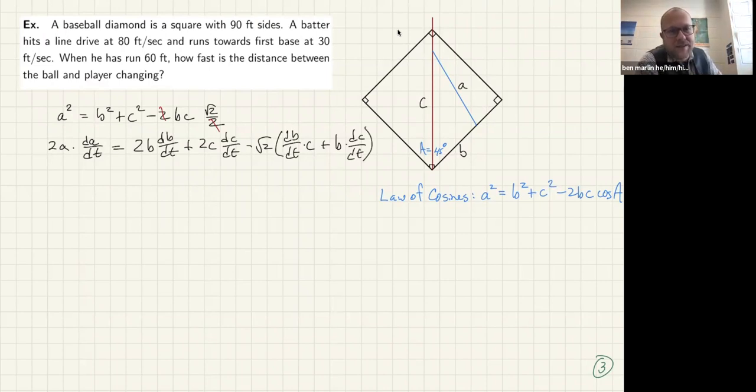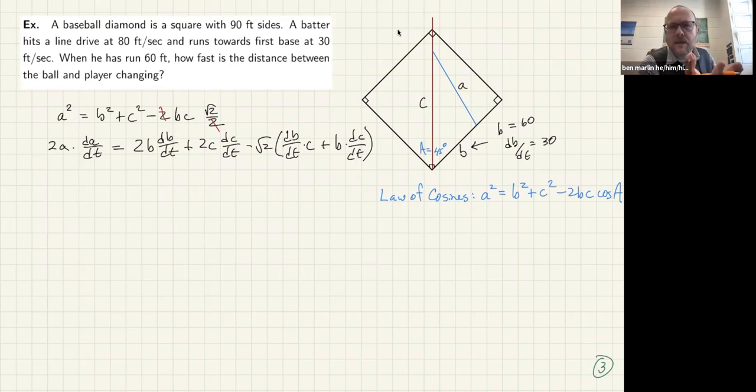So we fill in everything that we know. We knew what the cosine of 45 degrees was, and we filled that in right away. If we hadn't done that yet, we would have to do it now. So what we'll have to spot from the reading is that we actually have a value for B. He's run 60 feet. And how fast was he running? dB dt equals 30 feet per second, okay?